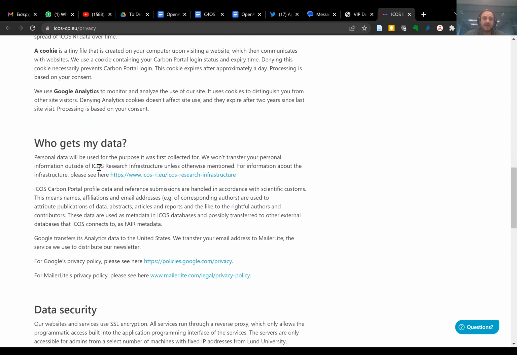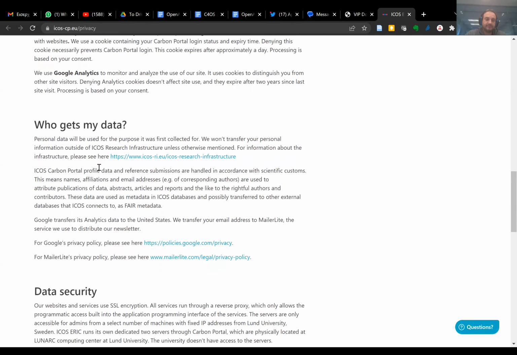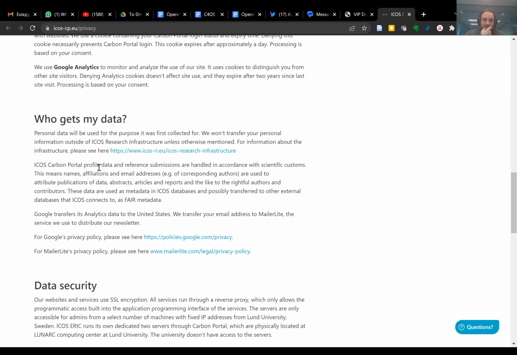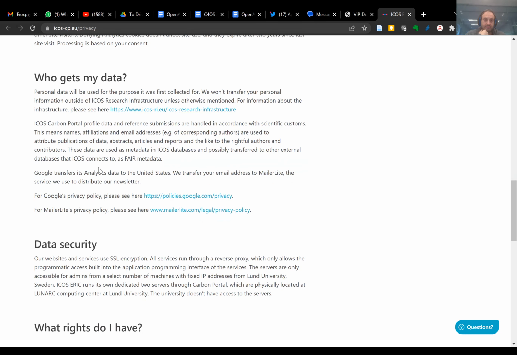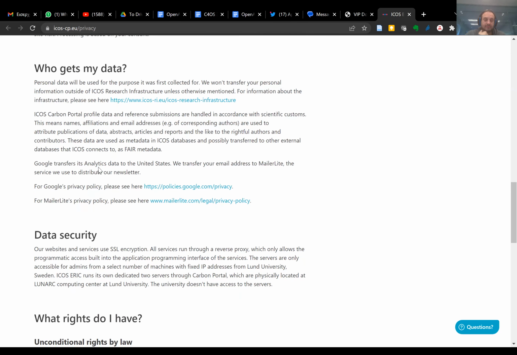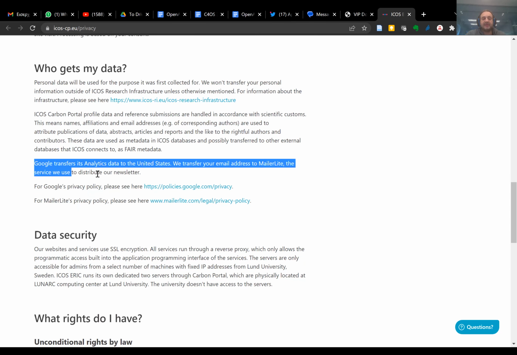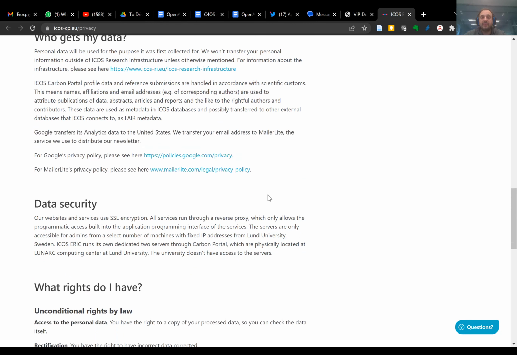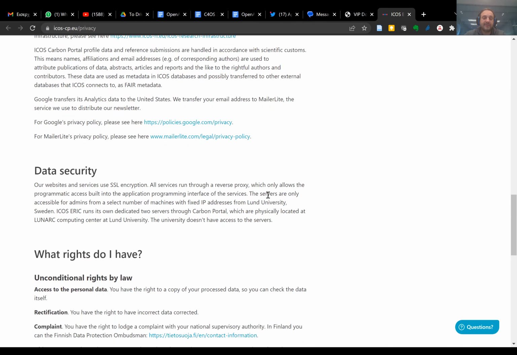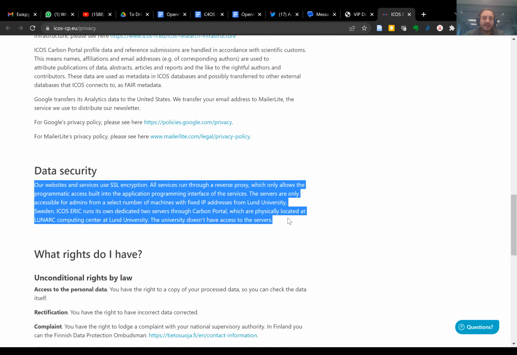Who gets my data? So here also, you see, it doesn't ask for your consent after you gave your initial consent for your data to be processed, because here you also consent to them being transferred to a third country, the United States, through Google Analytics or MailerLite.